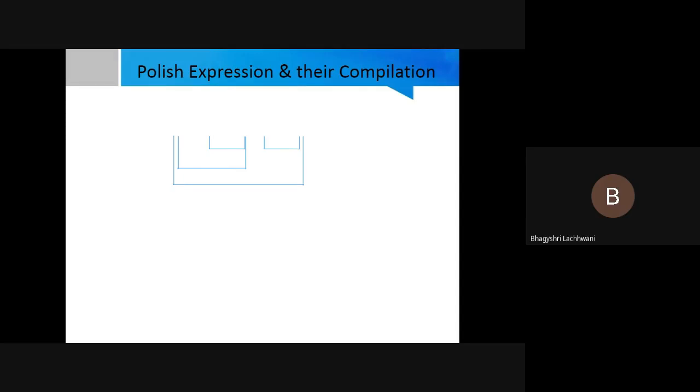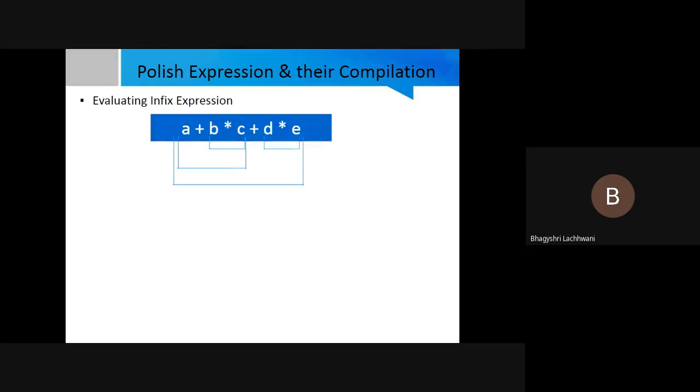In this lecture, we will cover a topic from the subject DS, that is the data structure, and the topic that we are going to cover is expression evaluation. In expression evaluation, first of all, we have three types of expression: infix expression, postfix expression, and prefix expression. What are these three types of expressions?